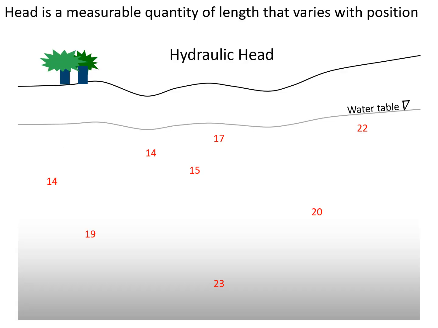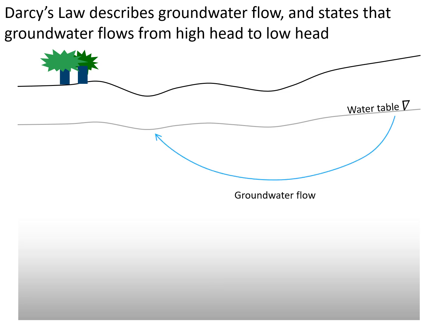Well, what is head? First, head is a scalar value with dimensions of length that varies with position. That is to say, there's a value of head associated with every location below the water table. For example, here we've identified the value of head at a whole lot of locations in the groundwater system. Each of these values corresponds to some unit of length, maybe feet or maybe meters. If we know how these heads are arranged, we can determine the direction of groundwater flow using Darcy's law. Darcy's law simply says that groundwater flows from high head to low head.